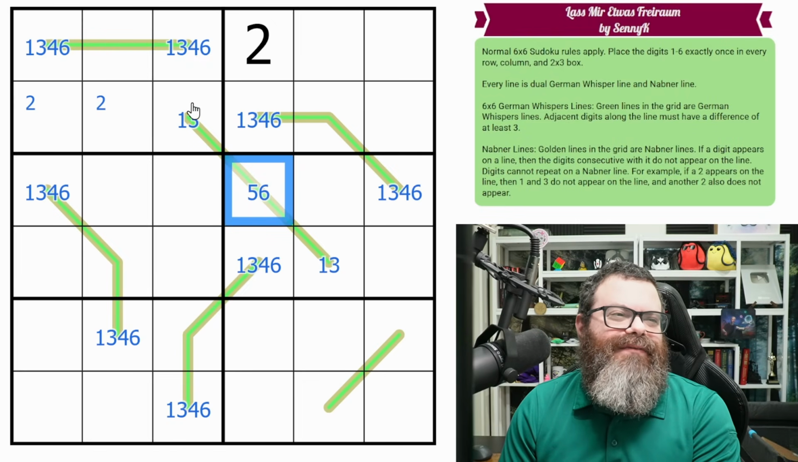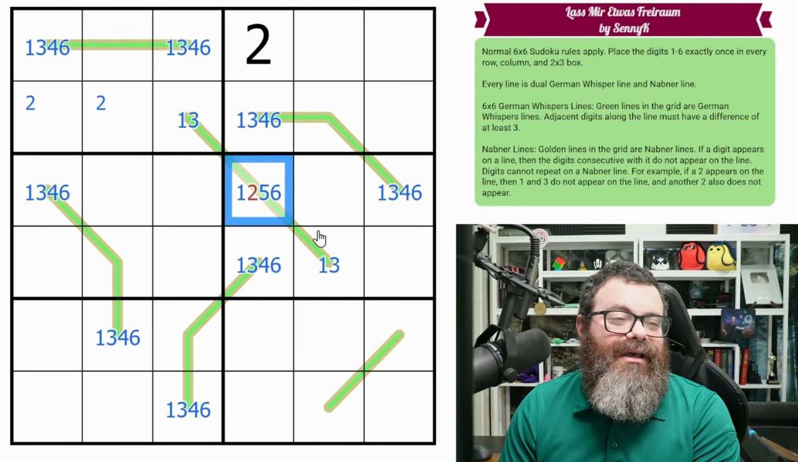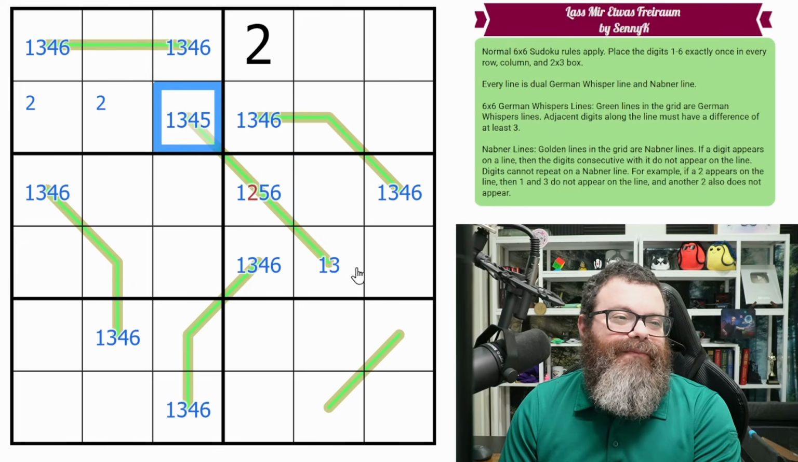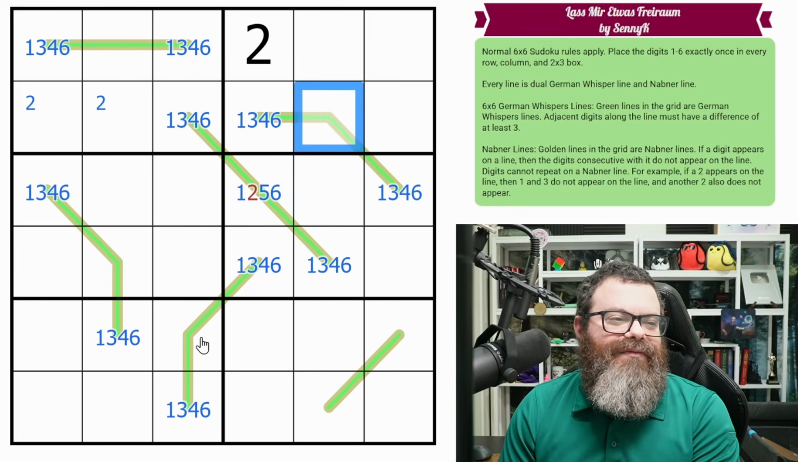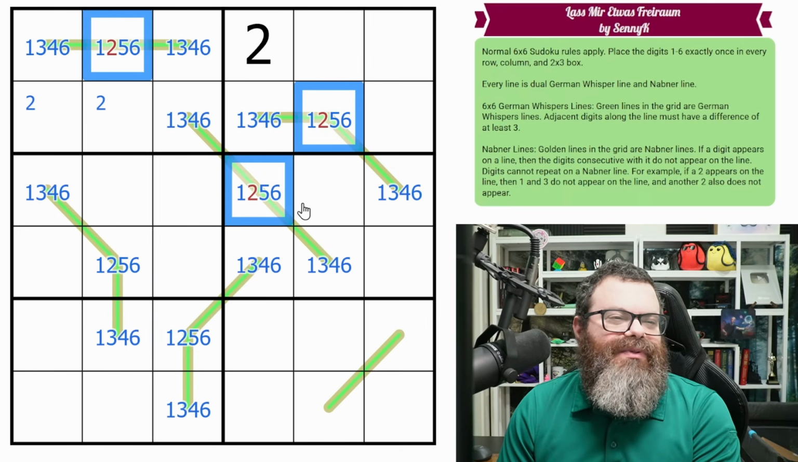And similarly, if we were a 4, 6 pair, we would have a 4, so we can't have the 3. So we need a 1, 2. So the middle digit is always from 1, 2, 5, 6. I'll clean it up in a second. But these can't be 2s.